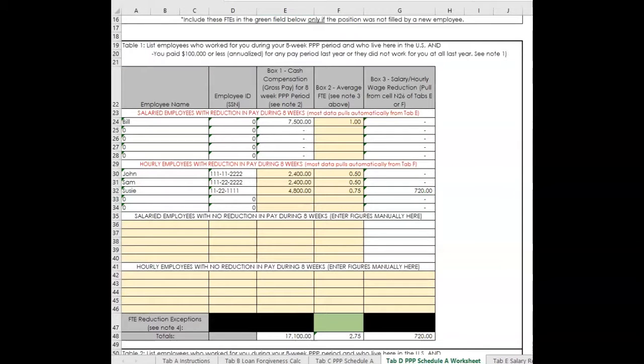You will then need to complete this worksheet by filling out any remaining yellow fields that apply in your case. Here we also have Jim, whose salary was not reduced at any point in 2020. We will record his data manually. An additional step here relates to the full-time equivalent reduction exceptions.